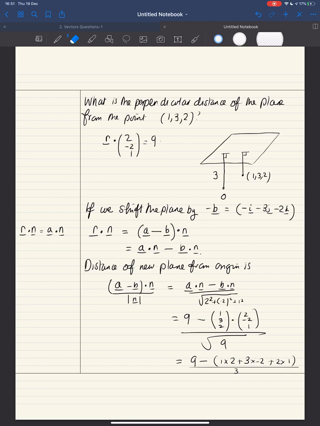Let's tidy this up a little bit here. Okay, so it's 9 minus, so this is 2 plus minus 6, which is minus 4, plus 2, which is minus 2, all over 3, which is 11/3. Okay, so that's the answer there, and that took me longer than I thought it would.